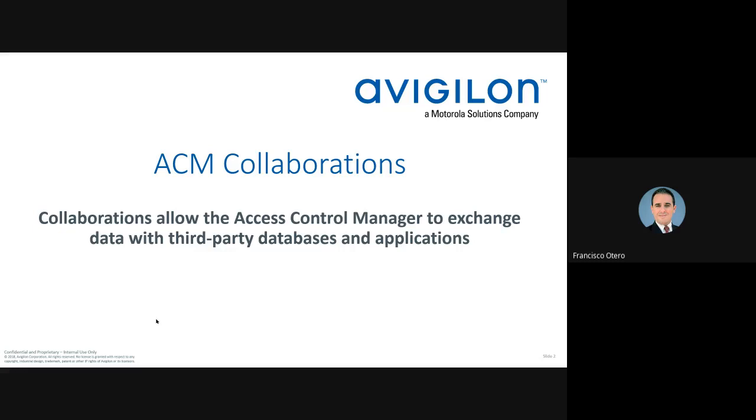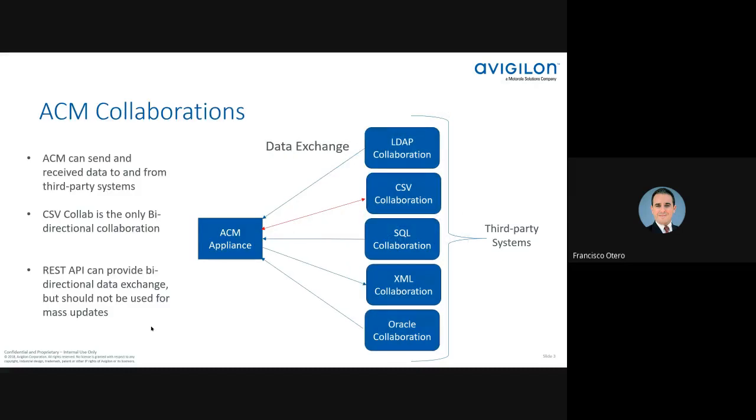You'll see me going between slides back and forth into the application and show you things just to keep it all together. So this is the collaborations that we have in ACM. There are basically 5 different types of collaborations, and I put this in a list of popularity, I guess. So top is the most popular. LDAP or Active Directory is by far the most popular one that we have there.